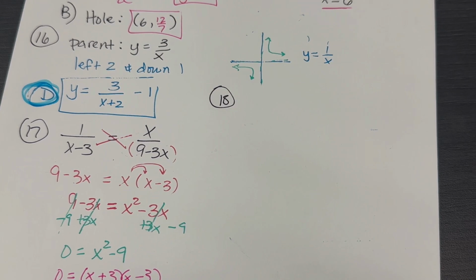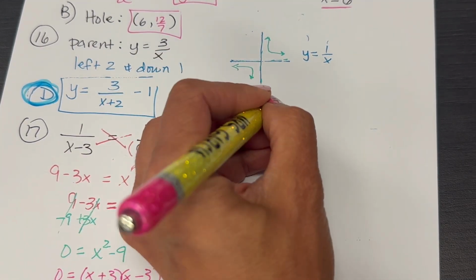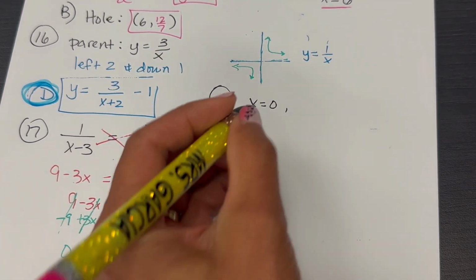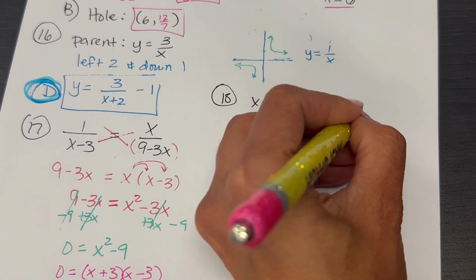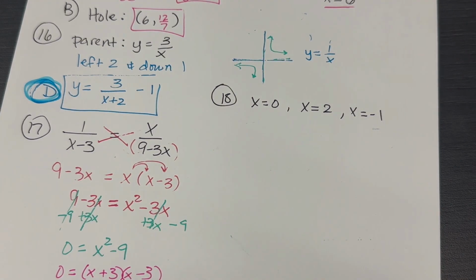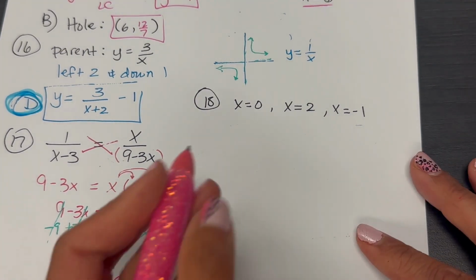Says which is the cubic polynomial in standard form with roots 0, 2, and negative 1. So that means we have a root of x equals 0, we have a root of x equals 2, and we have a root of x equals negative 1. Okay, so we're working backwards to figure out what polynomial these came from.